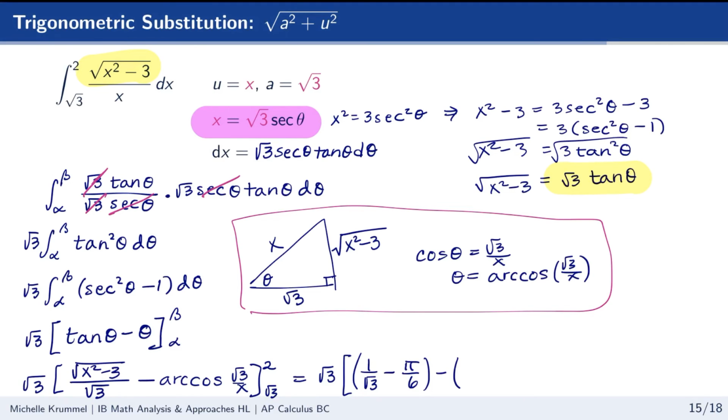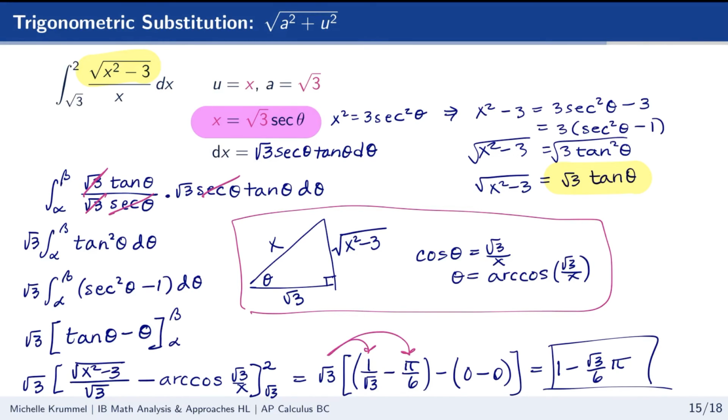Now we substitute in the lower bound. Root 3 squared is 3, minus 3 is 0. Okay, so that's just 0. Minus arc cosine of root 3 over root 3, the arc cosine of 1, where does cosine equal 1? 0. So my final answer is root 3. Since it does simplify nicely in that first term, I'll go ahead and distribute the root 3. So it's 1 minus root 3 over 6 times pi for the final answer.